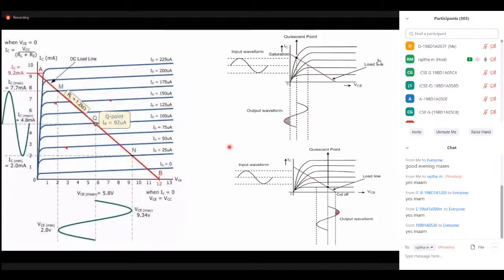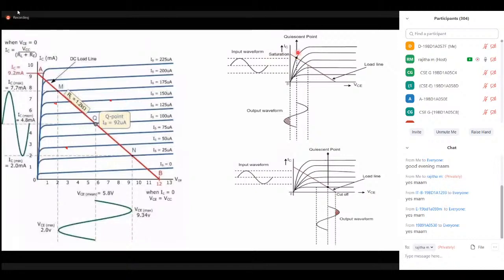Whereas here, in the second image, I've placed the operating point near the saturation region. Whereas in the third image, I've placed my operating point at the cutoff region. So almost this point is near to cutoff, whereas here it is near to saturation, whereas it is exactly at the center of the DC load line. Now this operating point is based on your applied DC voltages, right?